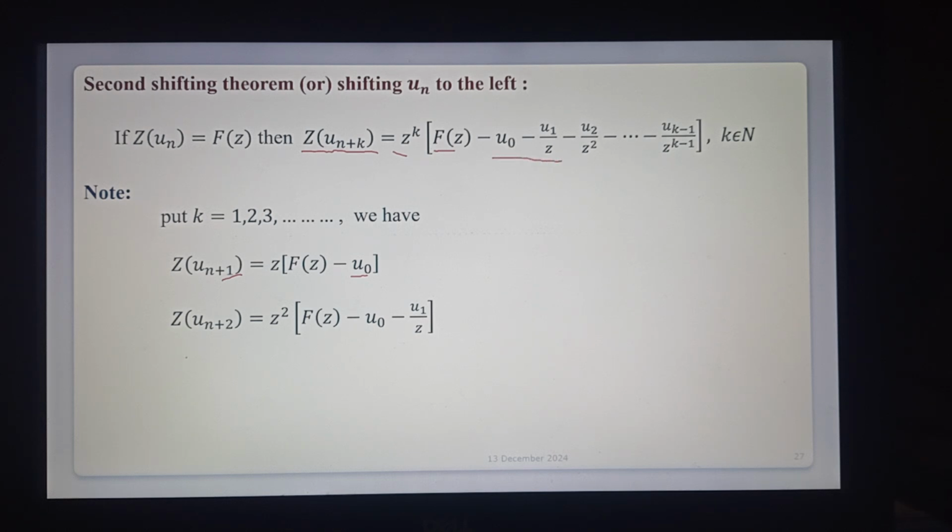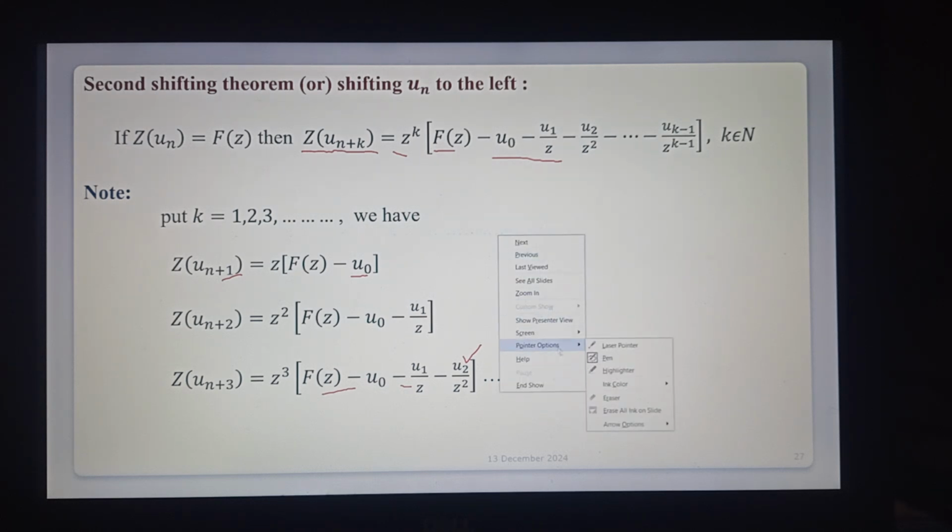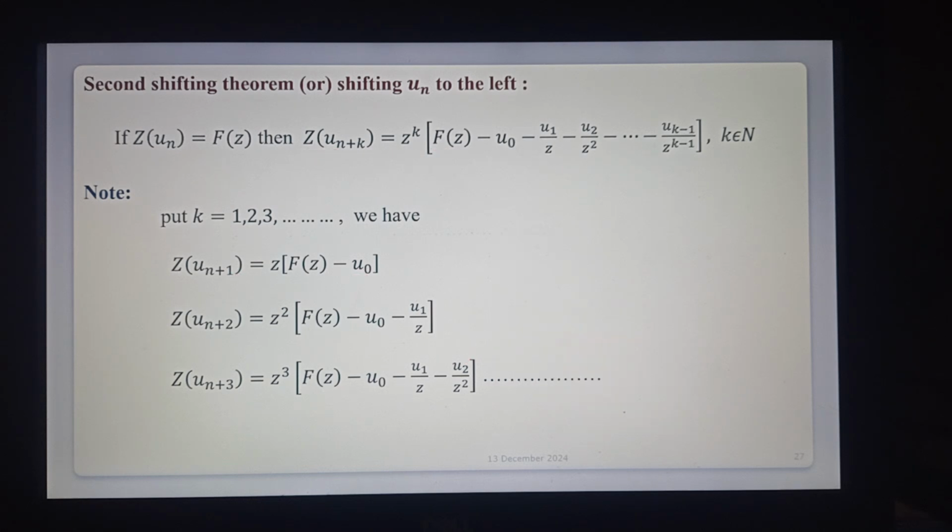So similarly, the Z transform of u_(n+3), up to u_2, that is equal to z cube F(z) minus u_0 minus u_1 by z minus u_2 by z square. So since it is 3, up to 2. So similarly up to so on. So the remaining we find the same way. This is the second shifting theorem. So next one.